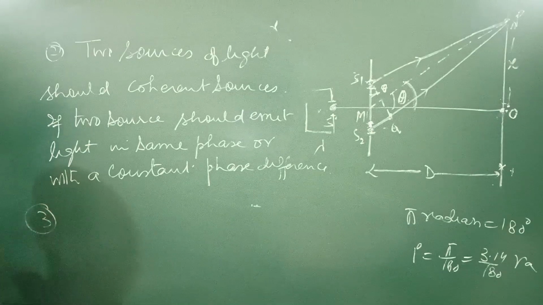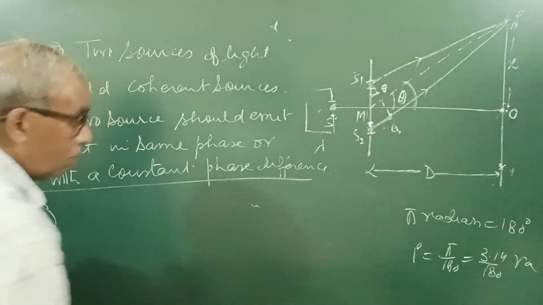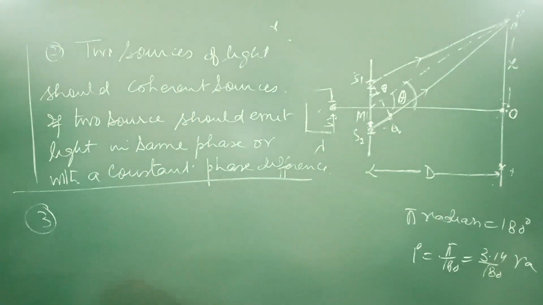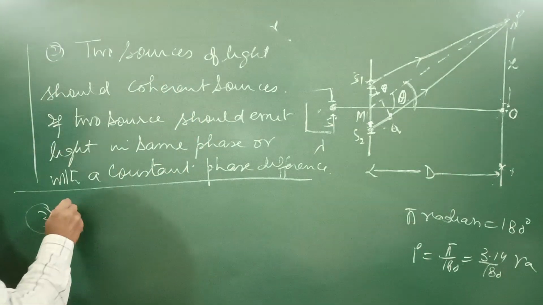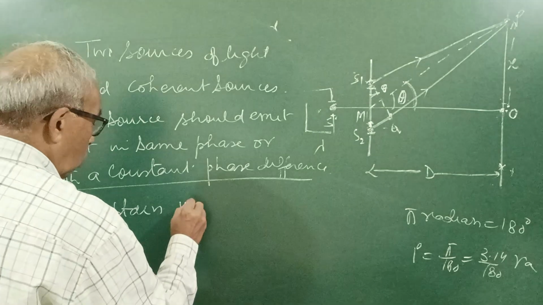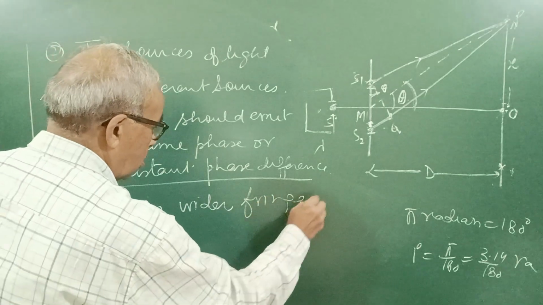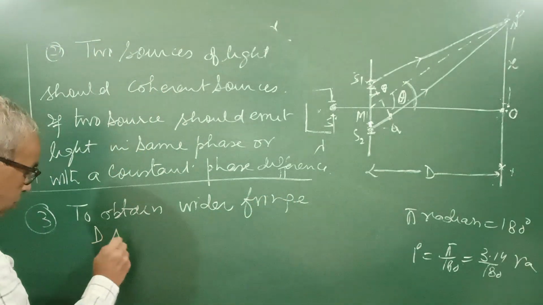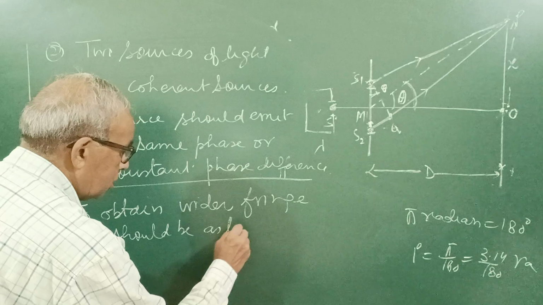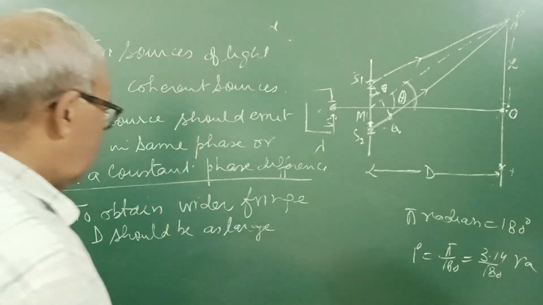Number 3. Now these were the conditions. The third and last one is the condition for practical difficulties. To obtain wider fringes, capital D should be as large as possible.